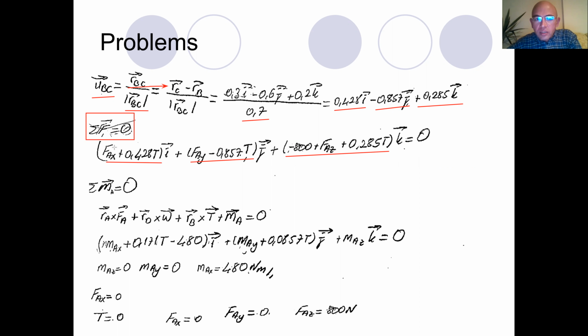Let's begin from the x component. Remember that Fax is equal to 0, because the joint A can freely move in the x direction without any restriction. This basically means that the tension T is equal to 0.